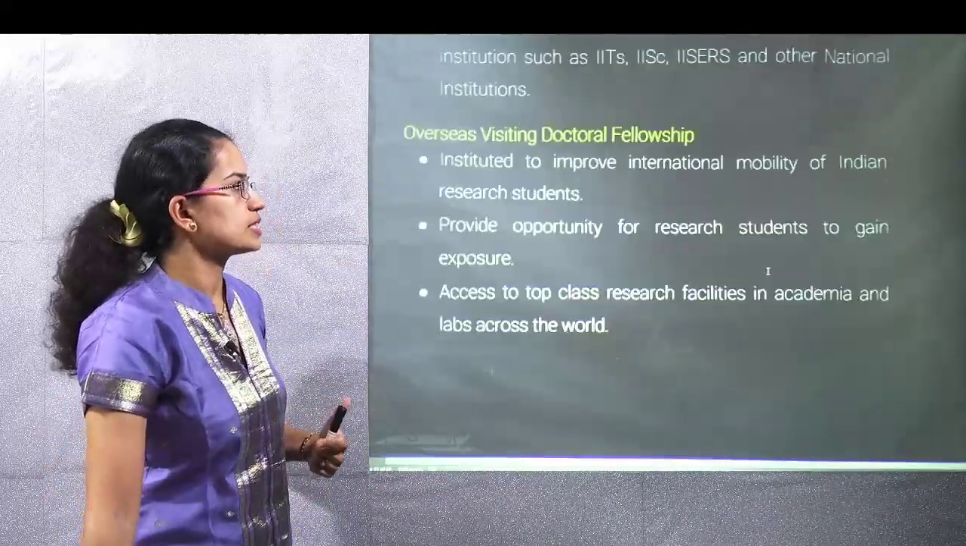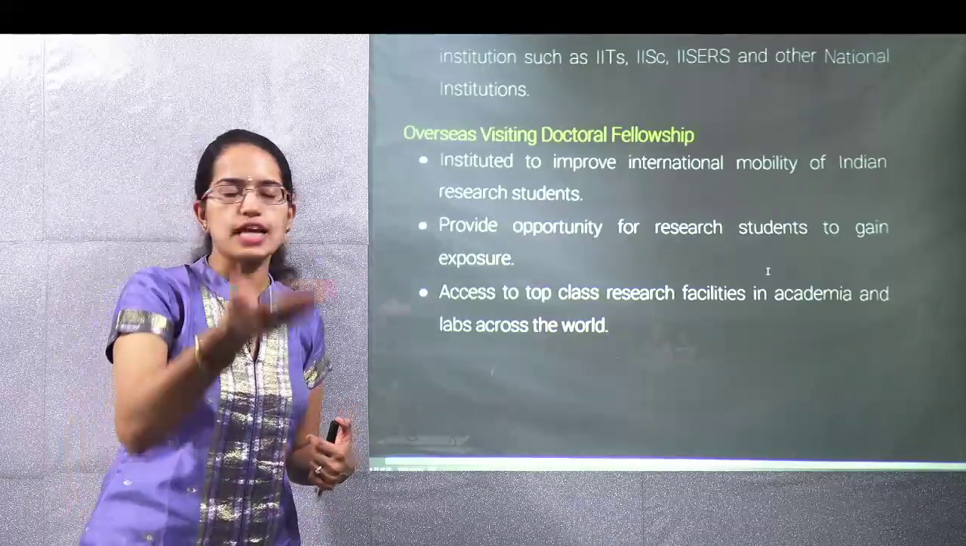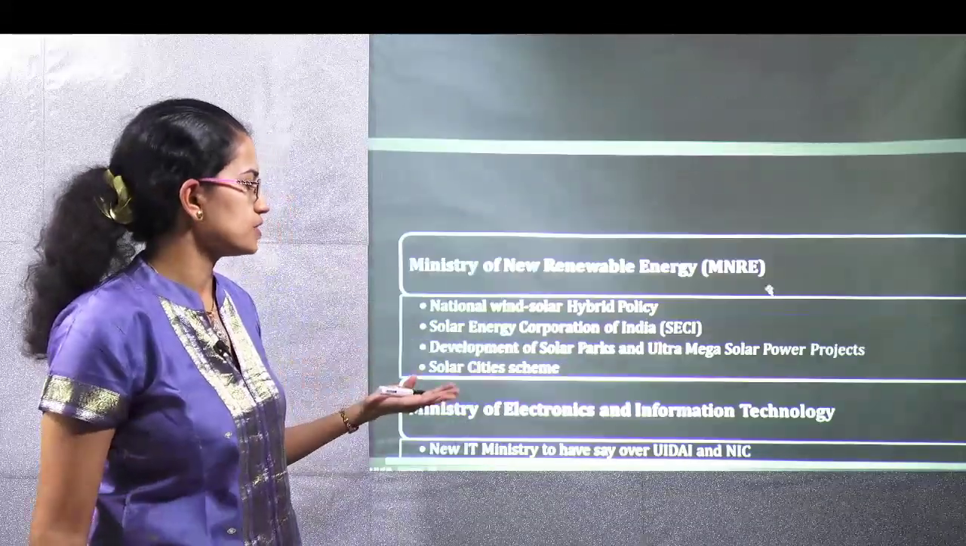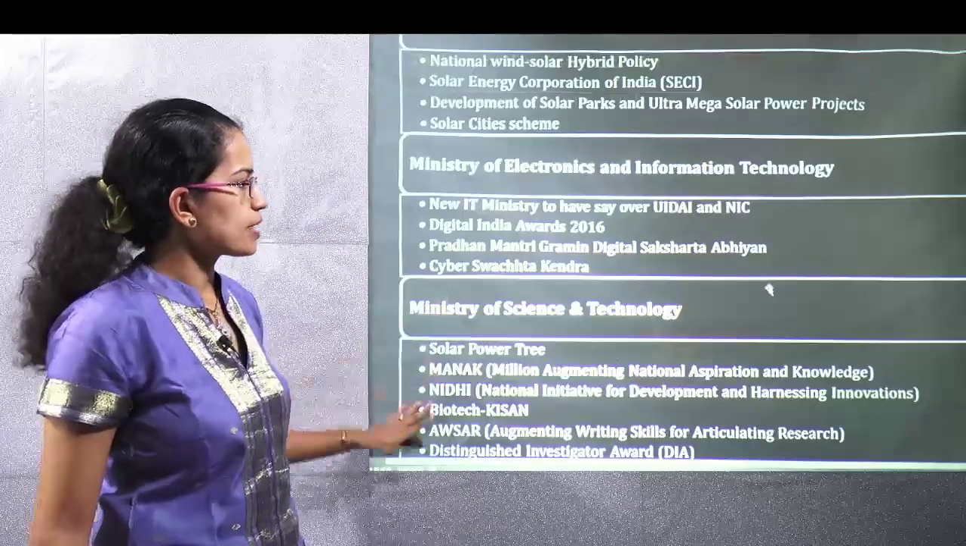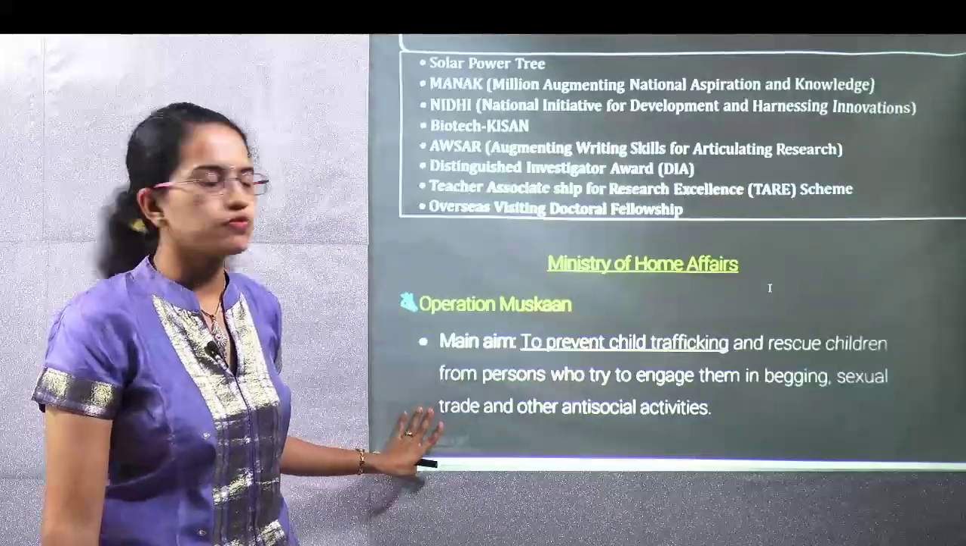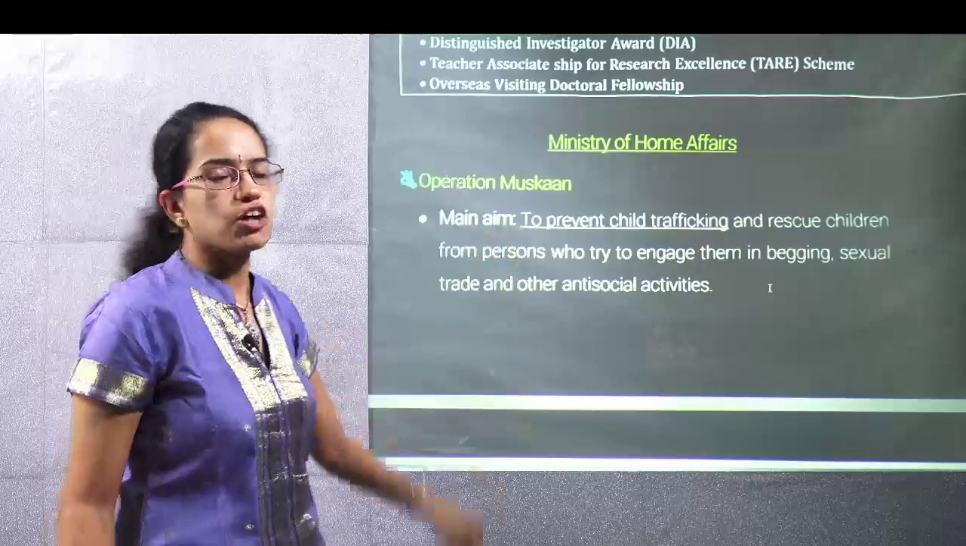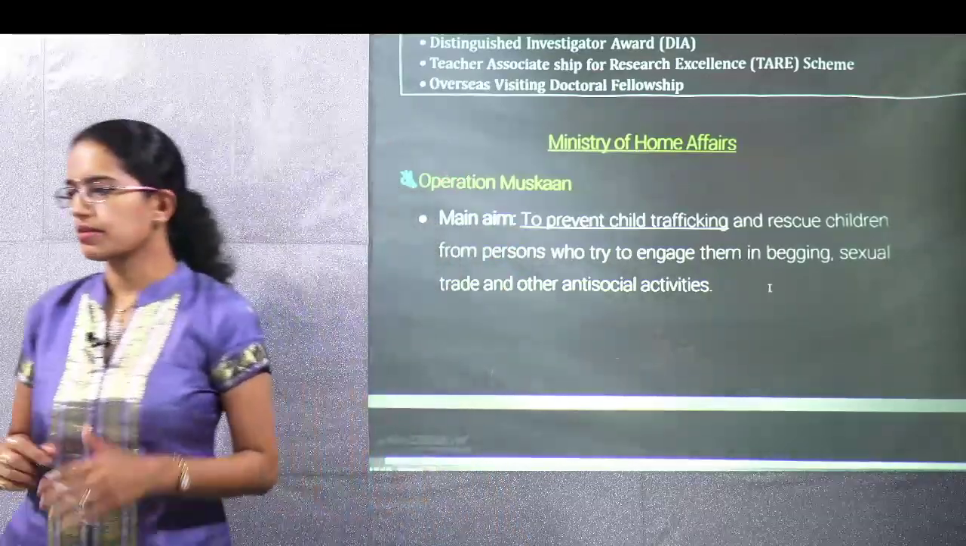The Overseas Visiting Doctoral Fellowship promotes international cooperation and international mobility of the research students. So again, the summary for the three schemes that we have covered so far. Coming on to Ministry of Home Affairs, which is very important.